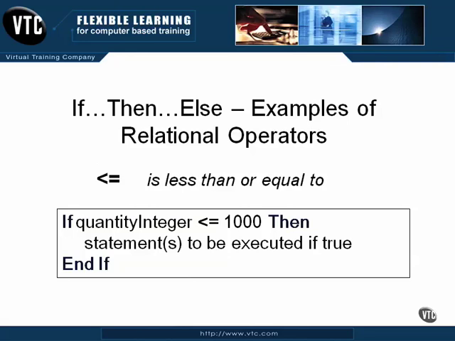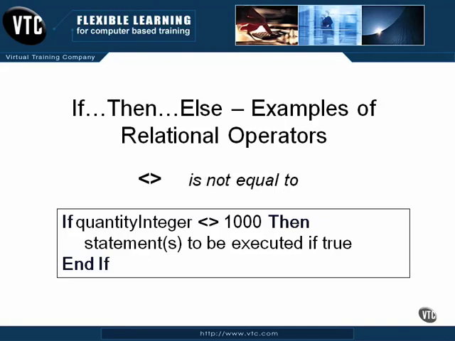Likewise, the less than or equal to symbol: if quantity integer is less than or equal to 1000, this would include all values that are less than and including 1000. That would make the statement true, and the following statements would be executed.